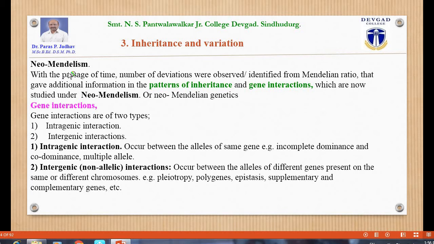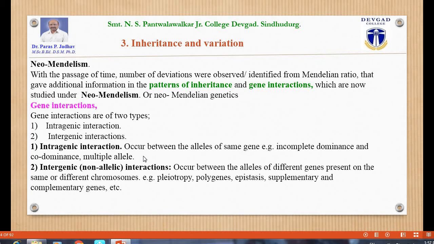Neo Mendelism. With the passage of time, a number of deviations were observed and identified from Mendelian ratio that give additional information in pattern of inheritance and gene interaction, which are now studied under neo Mendelism or neo Mendelian genetics. First, gene interaction. Gene interactions are of two types: intragenic interaction and intergenic interaction.